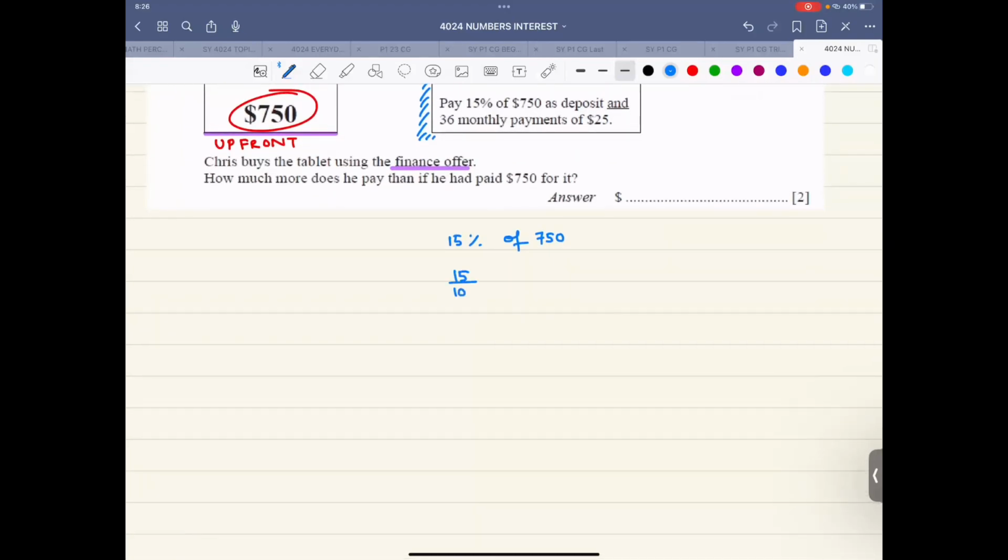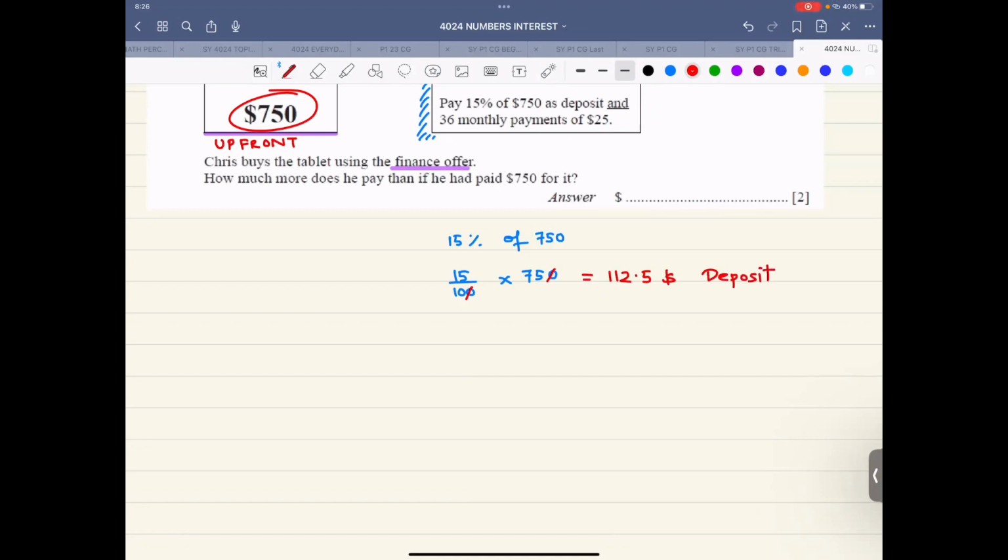So that is 15 over 100 times 750. Let me multiply it out. That is 1.5 times 75. I did the calculation mentally, cancelling off the zeros. This comes out to be $112.50. That is the deposit.